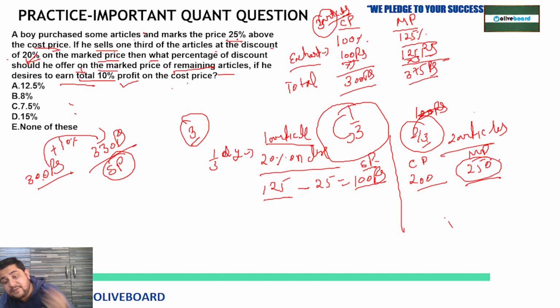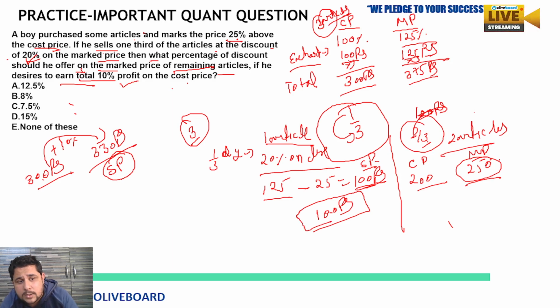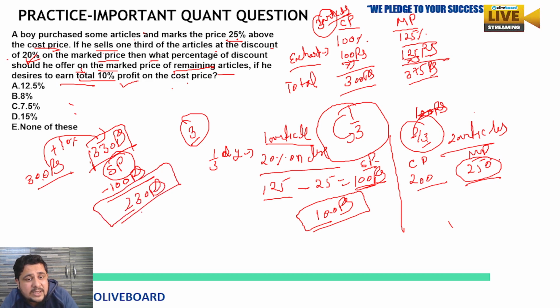So one thing we already know, right? The selling price of one third article that we have calculated is 100 rupees, equal to cost price. Okay, so we need the total selling price of 330. So one third article selling price is 100 rupees, so just subtract it. So 230 you will get. So the remaining articles' selling price must be 230.